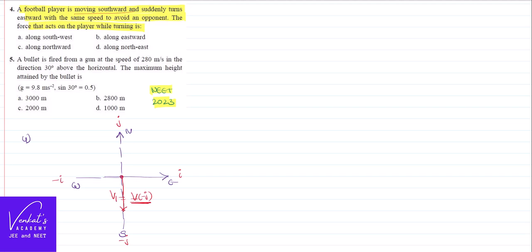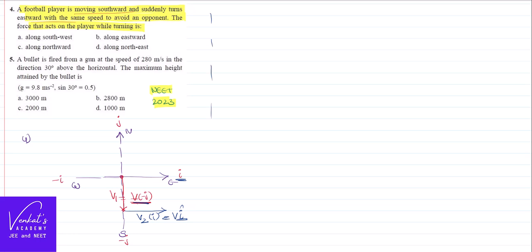Now he suddenly turns towards the east with the same speed. So next time, he is moving like this. This is v2 along east, that means plus i cap. So that is v2 i cap, or the second velocity is with the same speed, I can say v i cap. So v2 is this much, v1 is this much. Then what's the direction of the force acting on that?